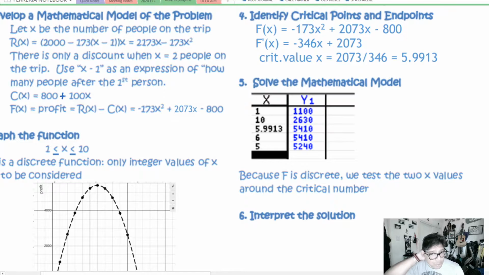Bringing that back to our answer key, into our work. Because f is discrete, we're going to test the two values around the critical value. So we're going to test both 6 and 5, because 6 is greater than 5.9 and 5 is less than 5.9. And that will give us our maximum function, or our maximum profit.